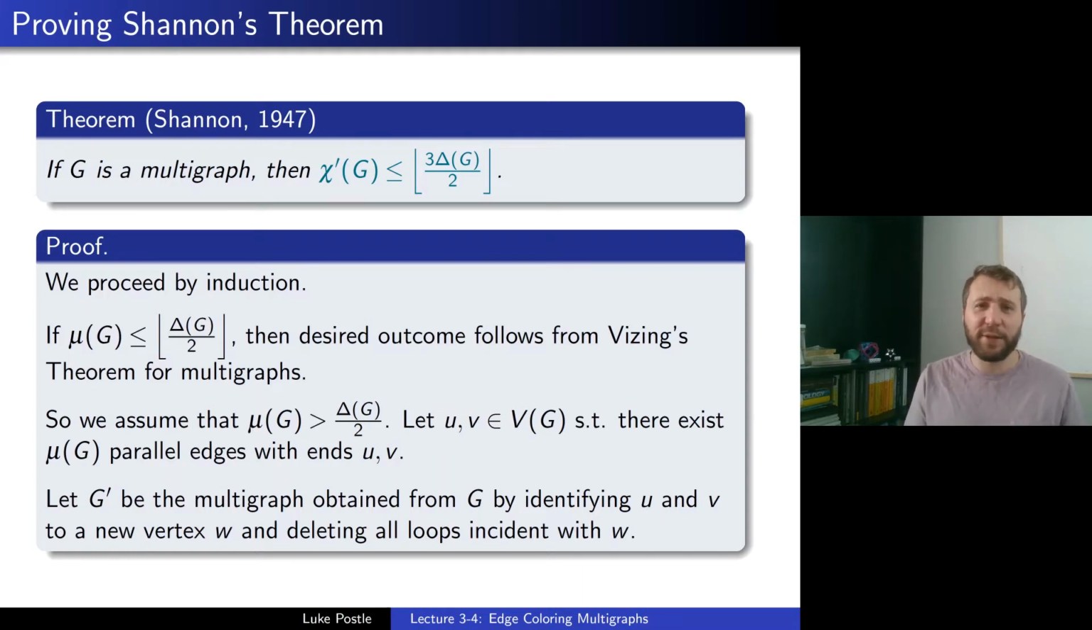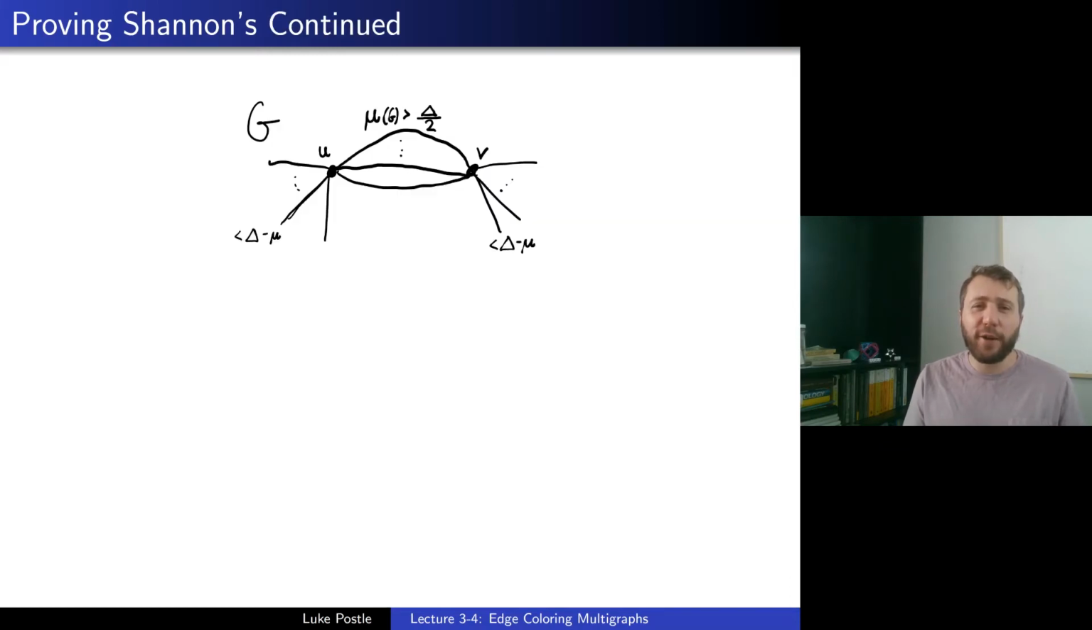So here's a picture of how this works. We have our graph G, and we have U and V, and again they have a lot of edges between them, mu of G, which is strictly greater than delta over 2. What does that mean? Since you have max degree delta, U has at most delta minus mu edges coming off one side, and V has at most delta minus mu coming off the other side, which is going to be smaller than delta over 2.